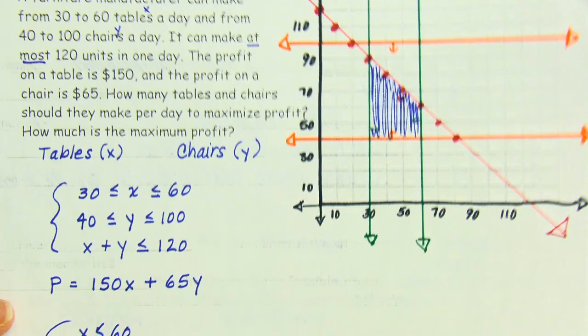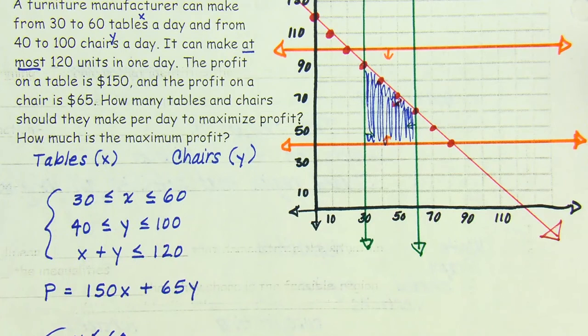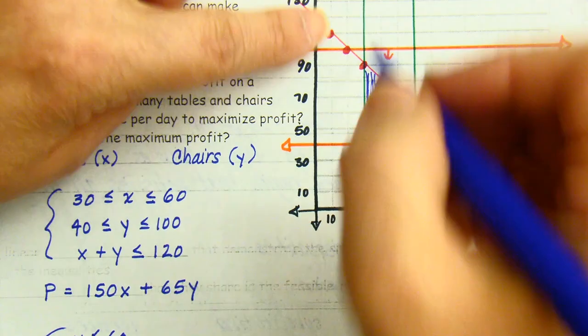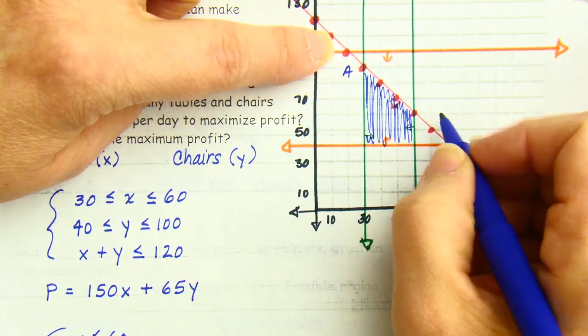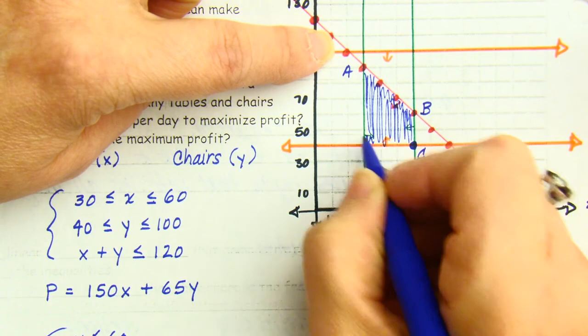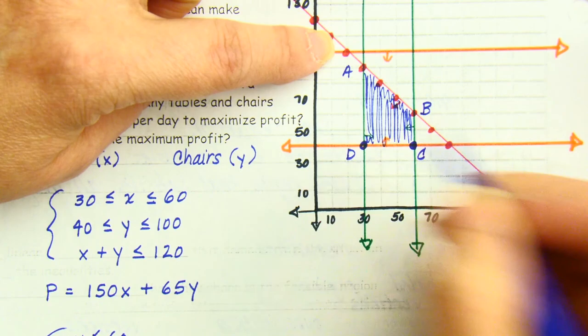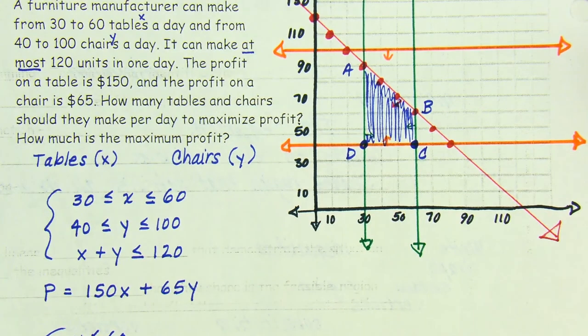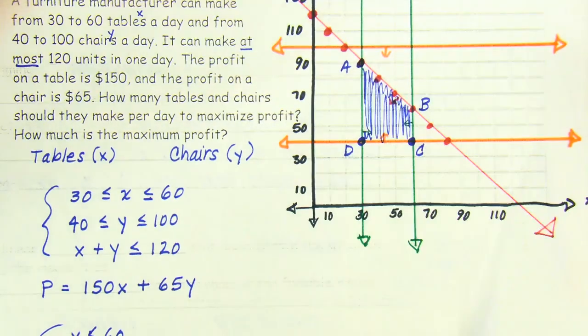Okay, what's the next step? I have to identify my vertices. Here's vertex A. I'm going to go clockwise. That's B. This point is C. And this point is D. Right? I need the vertices of that trapezoid.